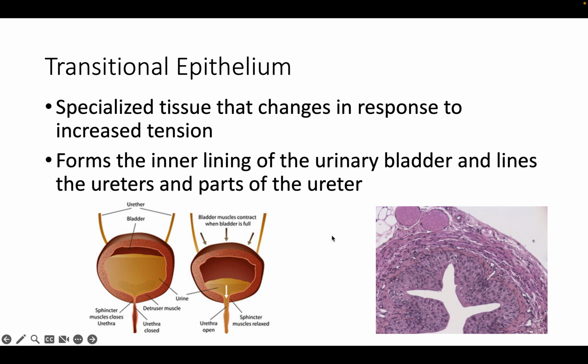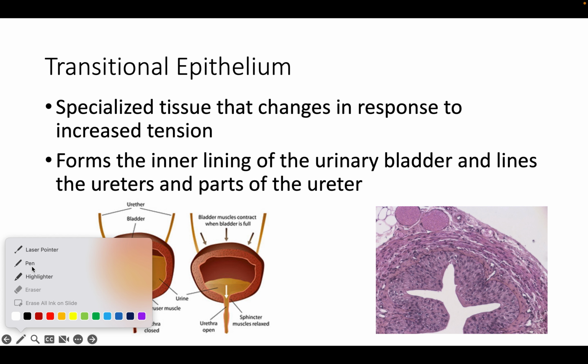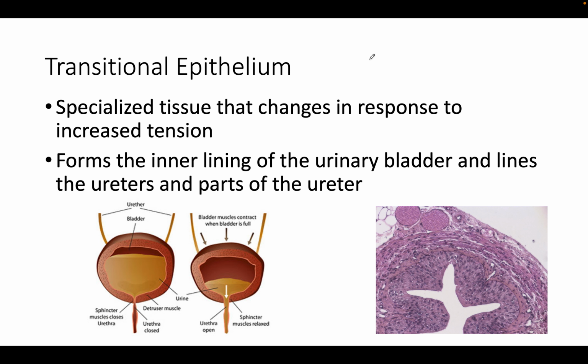All right, last epithelial tissue we're going to talk about is transitional epithelium. Transitional epithelium is a specialized tissue that changes in response to increased tension. Under normal conditions, these tissues are going to be more boxed, more cuboidal shaped, right? But under pressure, this can change. It's a lot of times going to be found in the urinary bladder and ureter.